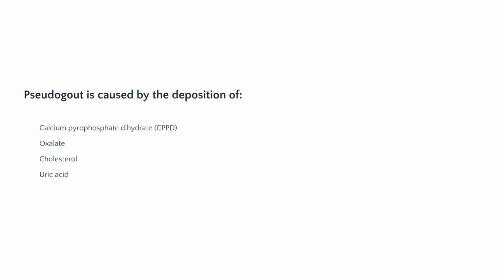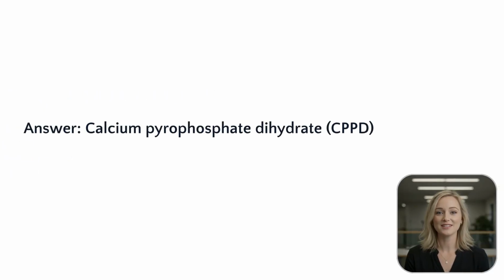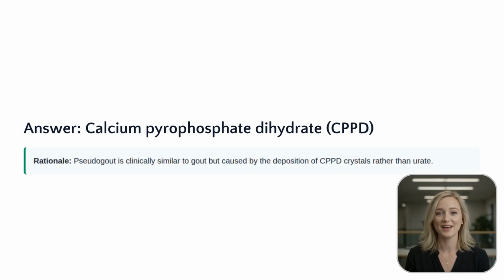Pseudogout is caused by the deposition of what? The correct answer is calcium pyrophosphate dihydrate, or CPPD. This condition mimics gout, but involves different crystals and often affects larger joints.